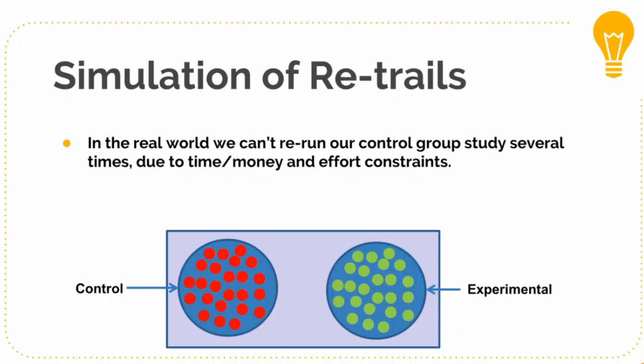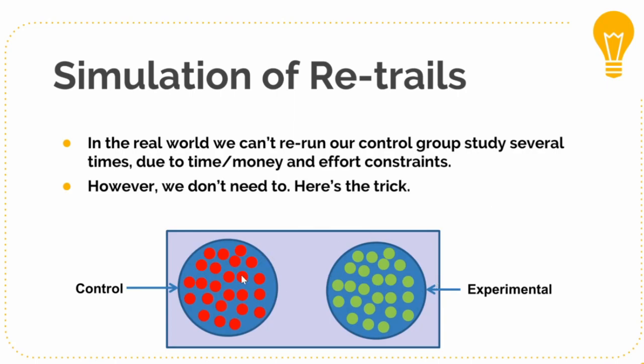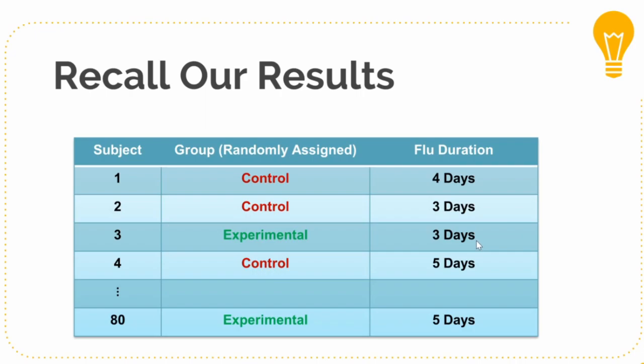in the real world, we can't rerun our control group studies several times due to time, money, and effort constraints. It's just not practical. However, we don't need to, and here's a trick. I'll go back to this diagram to illustrate what the control group and the experimental group look like. So recall our results.